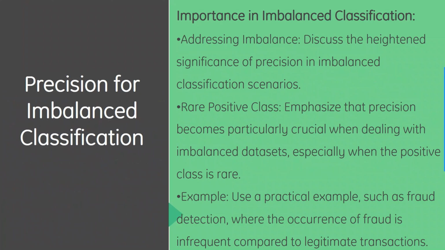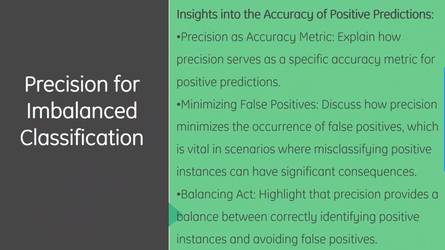The importance of precision is addressing imbalance, discussing the heightened significance of precision in imbalanced classification scenarios. Then we have rare positive classes, which emphasizes that precision becomes particularly crucial when dealing with imbalanced datasets, especially when the positive class is rare. The example being used is a practical one such as fraud detection, where the occurrence of fraud is infrequent compared to legitimate transactions.